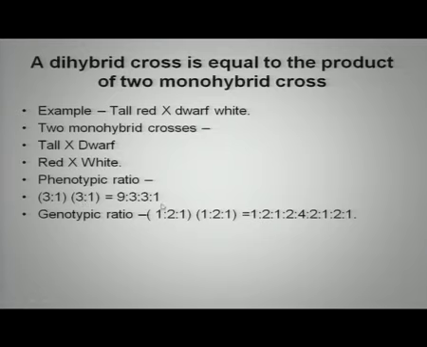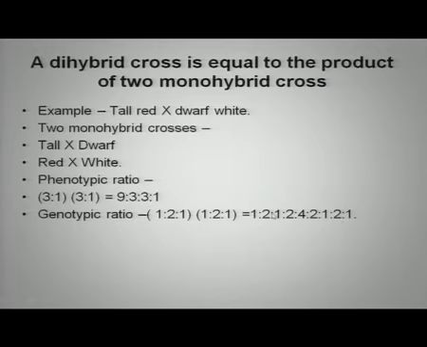Similarly, the genotypic ratio of a monohybrid cross is 1:2:1. And we know that the genotypic ratio of a dihybrid cross is 1:2:1, 2:4:2, 1:2:1. At the center you can see 2:4:2, and on either side you can see 1:2:1.